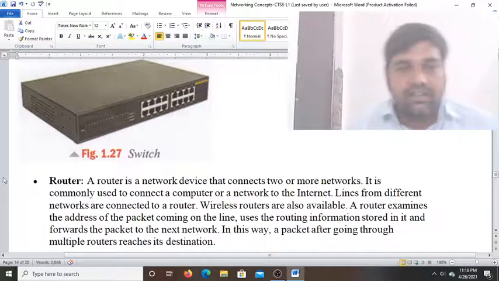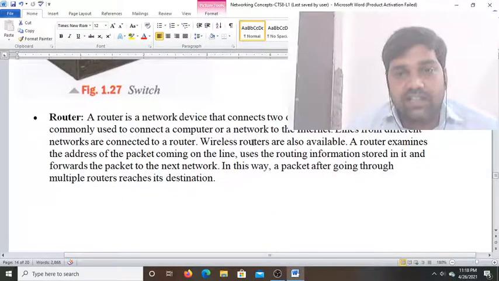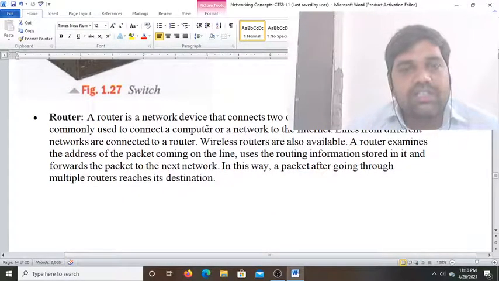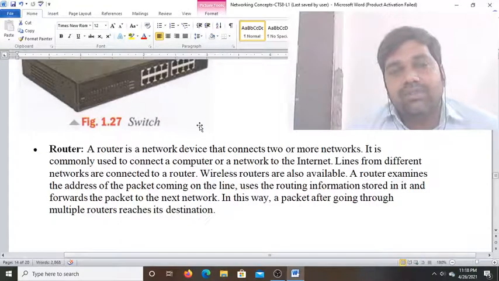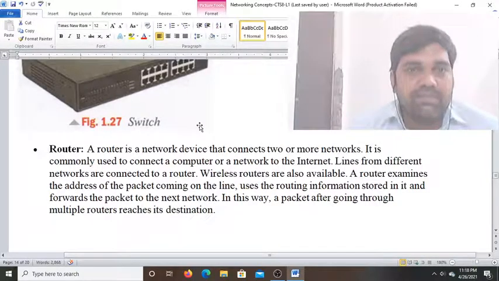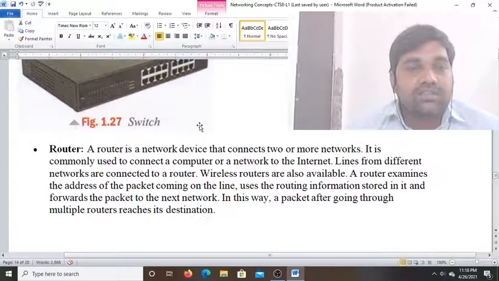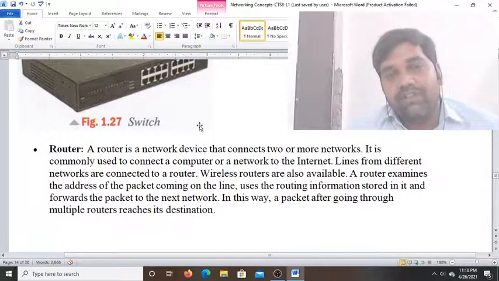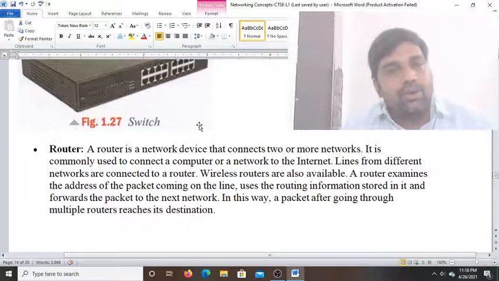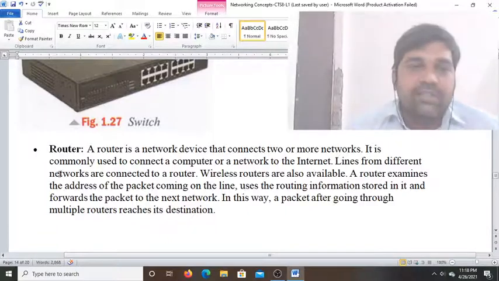Next, you can see another networking device, the router. A router is a network device that connects two or more networks. Here a switch and hub are used to connect the computers over the same network. Means if it is a LAN, it will connect all the computers on the LAN. But if you want to connect two different networks, LAN or WAN, or two different LANs also, then in that case we use the router.